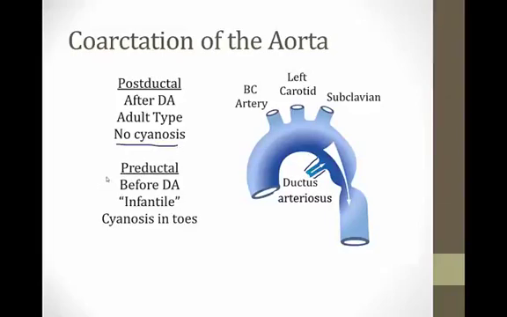The other type is called the preductal type, and that would be where the coarctation occurs before the ductus arteriosus. So for example, if the ductus arteriosus were right here as I've drawn, the coarctation occurs before it. This is called the infantile type, and this type has cyanosis in the toes. And let's talk a little bit about why these two types have different physiology.